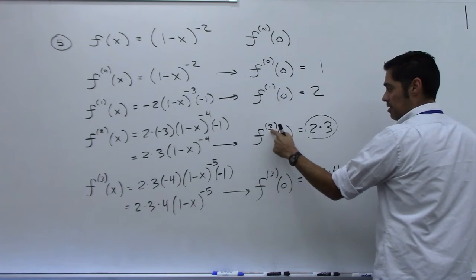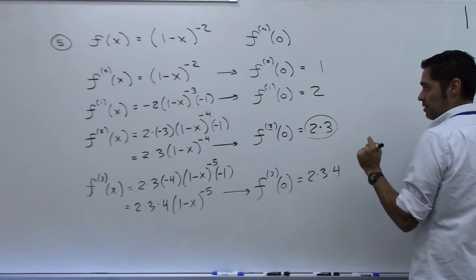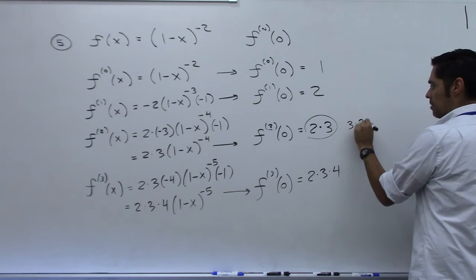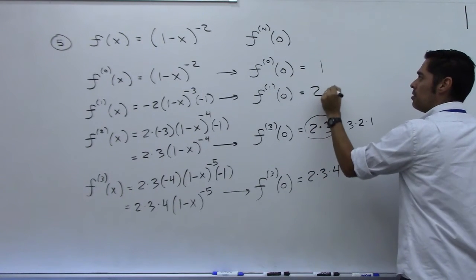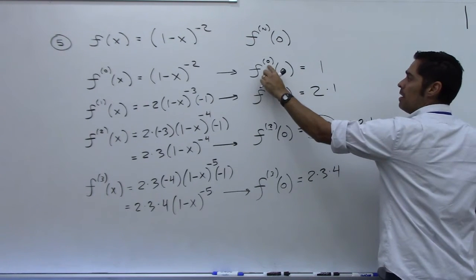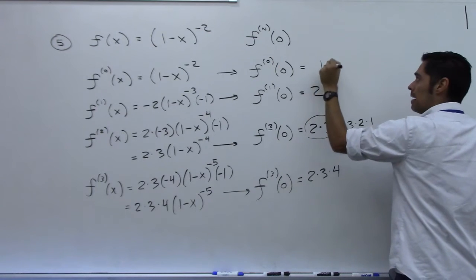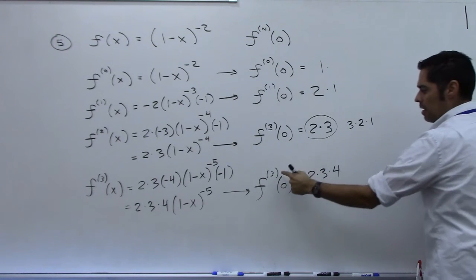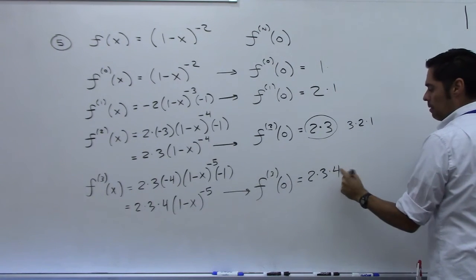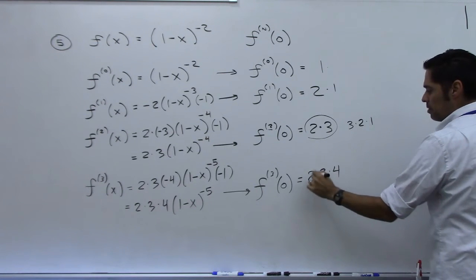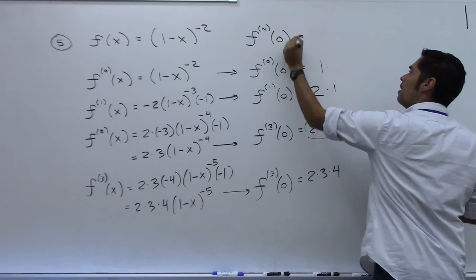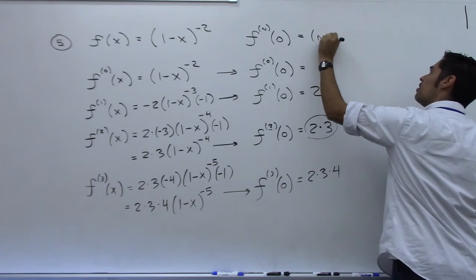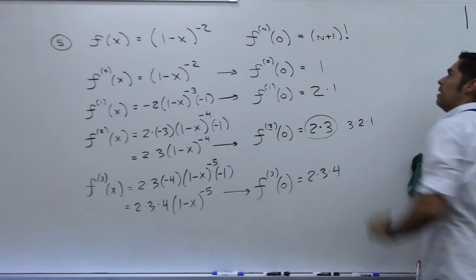So if we take 2, add 1, we get 3. This is 3 factorial, which is really 3 times 2 times 1. If we take 1, we add 1, we get 2. 2 factorial is 2 times 1. If we take 0 and add 1 to that, we get 1, and 1 factorial is 1. This one right here, if we add 1 to 3, we get 4. 4 factorial is 4 times 3 times 2 times 1. So this is correct. We see the pattern, hopefully. So what this will be is n plus 1 factorial.